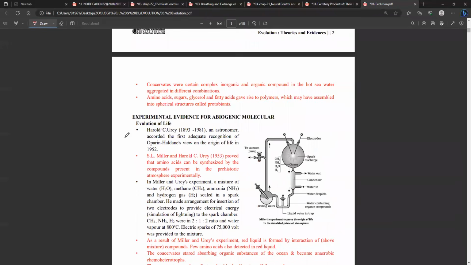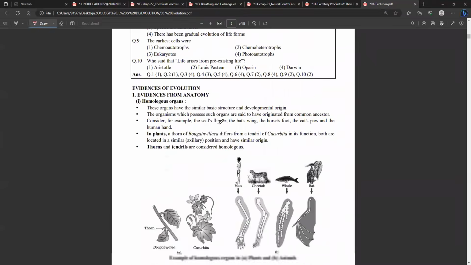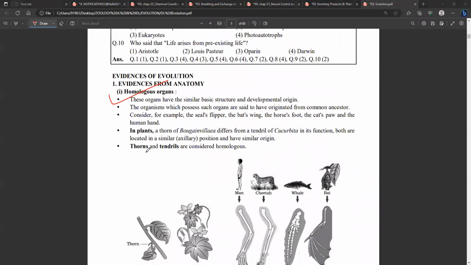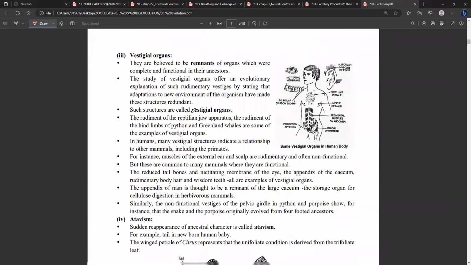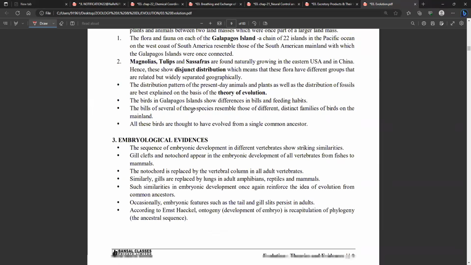So you have to start reading with the experiments of Oparin, Haldane and Miller. Then the evidences of evolution. Many times they can ask which of the following are examples of homologous organs, and which of the following are examples of analogous organs. In plants also, in animals also, you have to remember them compulsorily for the exam, right?